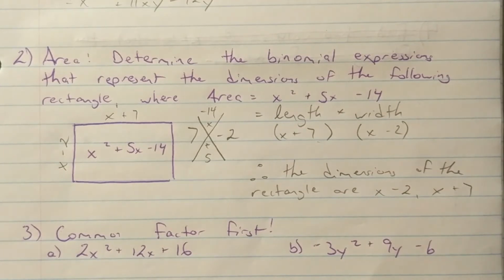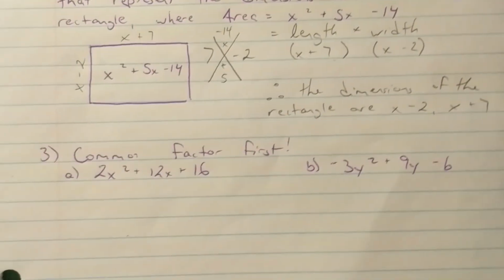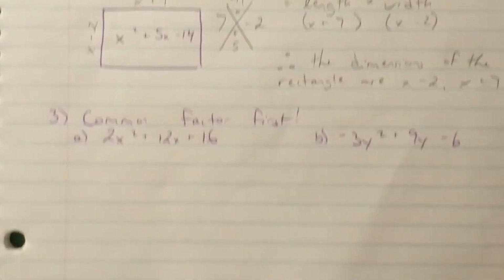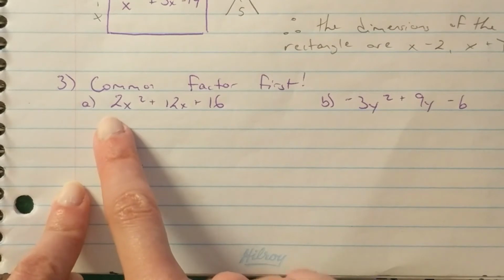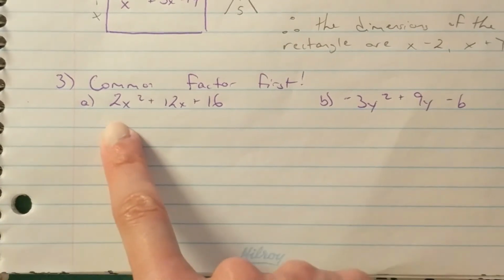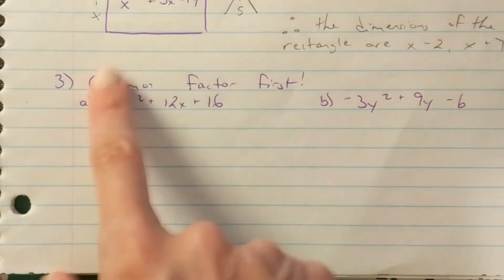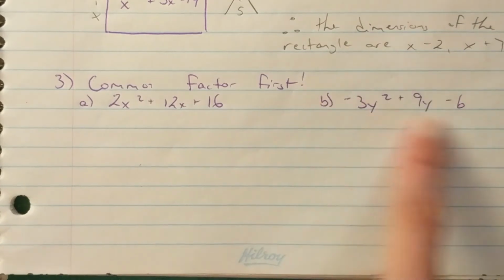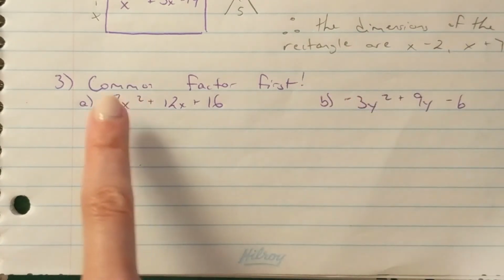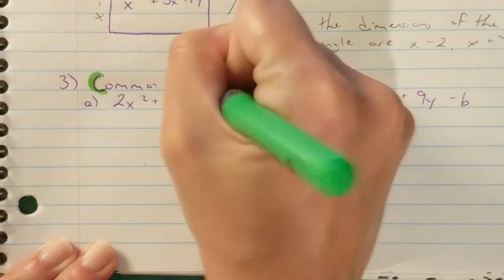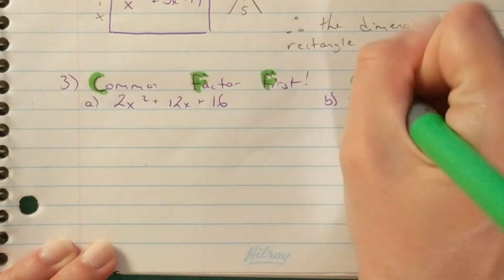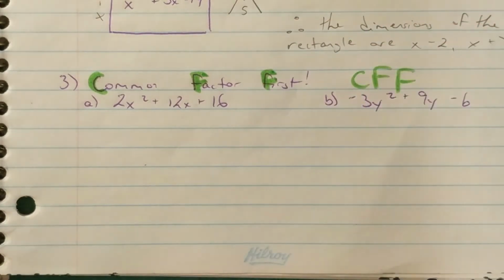Other types of problems that could be a little bit more challenging look like these, where, for example, A has a coefficient in front of it. We don't know how to deal with that yet. Or for example, you don't really know what's happening. You always need to think common factor first. C, F, F, common factor first. Always, always, always, you are looking for a common factor.